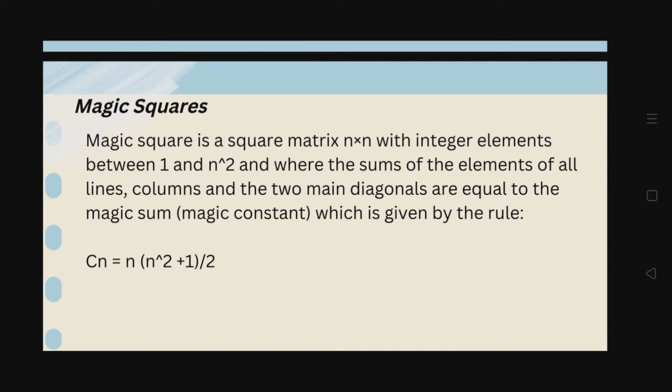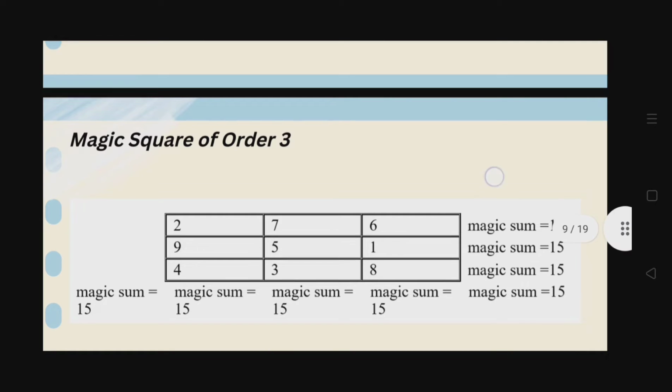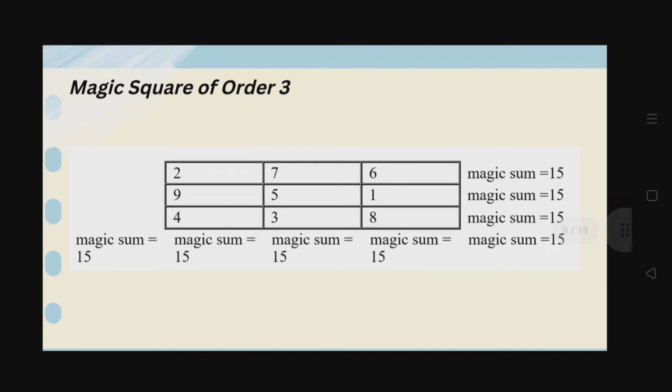The figure in the next slide shows a sample magic square with n equal to 3, where the magic sum C sub 3 is 15. So this line sum invariance depends only on the order n of the magic square. So for a magic square of order 3, as you can see here, the magic sum is 15.